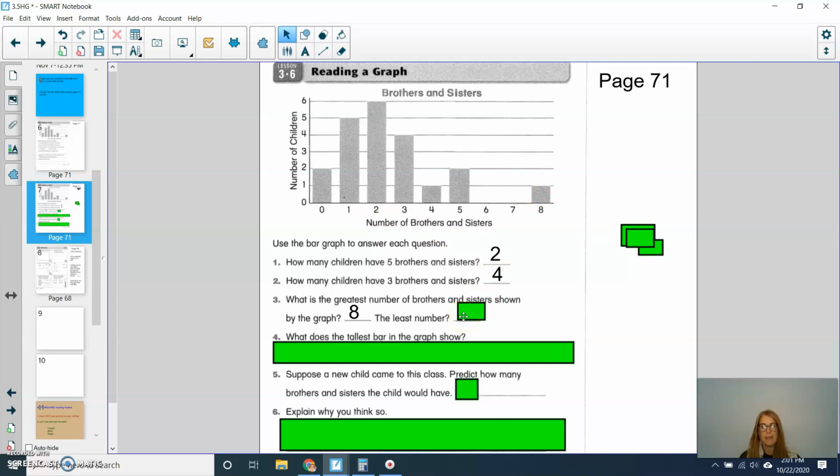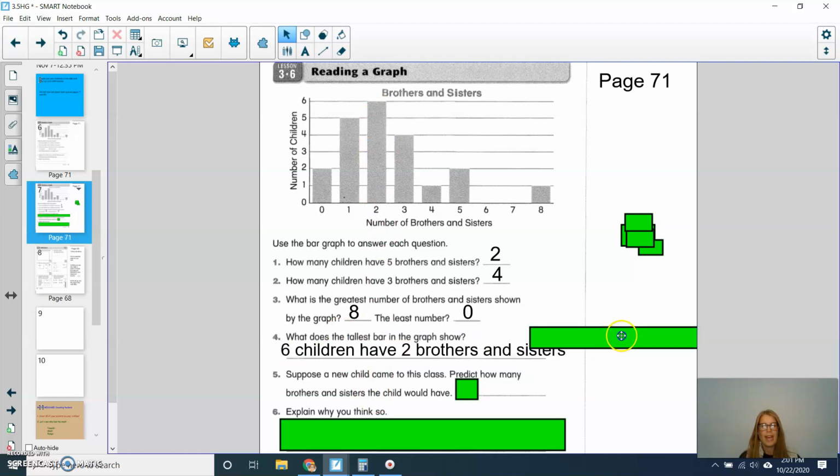What's the least number that anyone had? You would have 0. And someone could have had 0 brothers or sisters, or the most brothers or sisters that they could have had would have been 8. What does the tallest bar in the graph show? That bar shows that 6 children have 2 brothers and sisters.